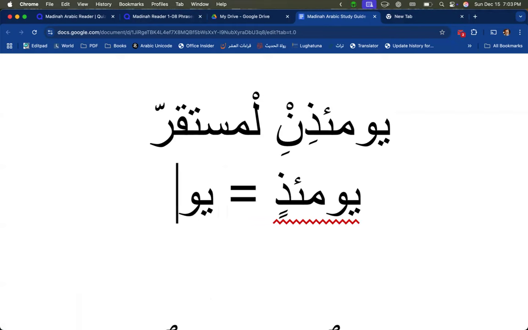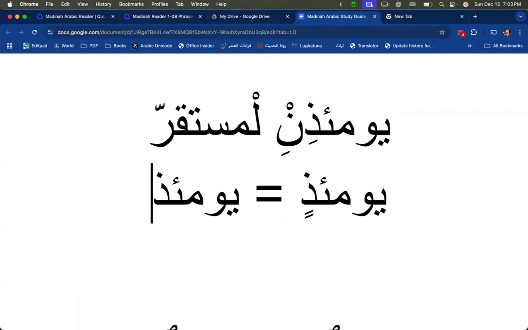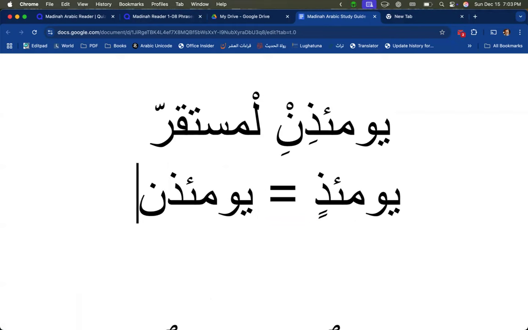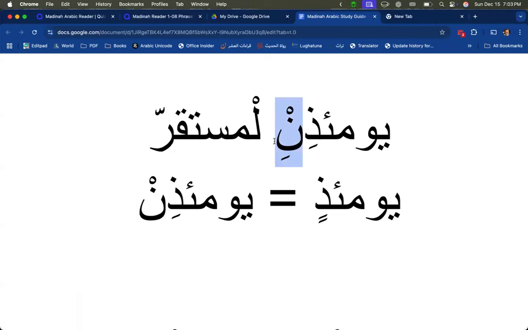The way you hear it is like this, right? You hear it with the noon sound. Yawma idin. So that's where the noon comes from. Yawma idin nil mustaqar. How do we know that we have to connect the noon? I just told you the rule. If you hear a noon sound at the end of the word, which has a sukoon on it, like yawma idin, it's a sukoon.